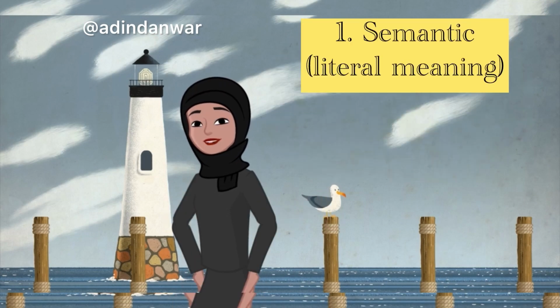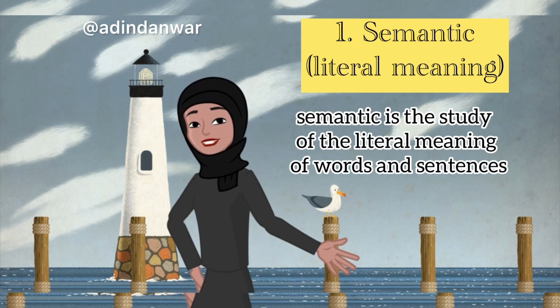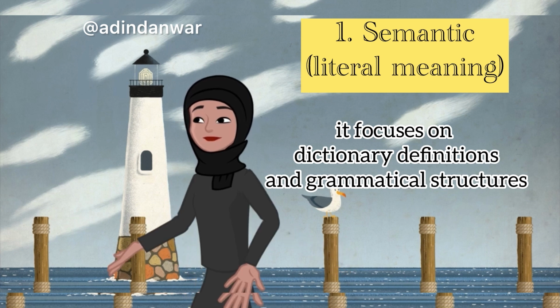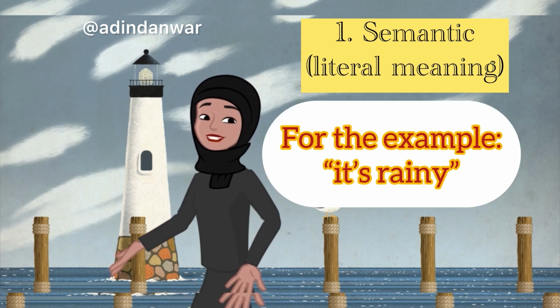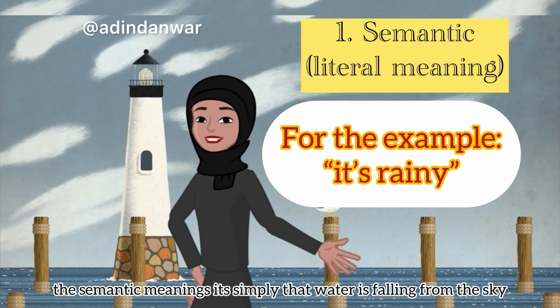First, semantic or literal meaning. Semantics is the study of the literal meaning of words and sentences. It focuses on dictionary definitions and grammatical structure. For example, if someone says, "It's raining," the semantic meaning is simply that water is falling from the sky.